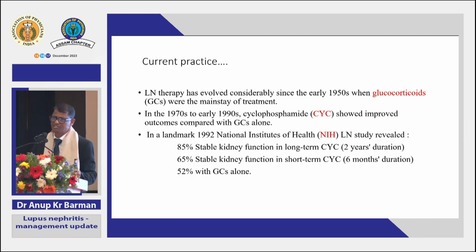The National Institute of Health, this is a study from the UK first initially, has shown 80% stable kidney function in the long term with cyclophosphamide in a 2-year course, and achieved 65% stable kidney function with a short course of cyclophosphamide, whereas only 52% on glucocorticoid alone. So you can easily appreciate here the use of cyclophosphamide. But the thing is that cyclophosphamide is not a drug without hazards. It's a very hazardous drug, as you know.